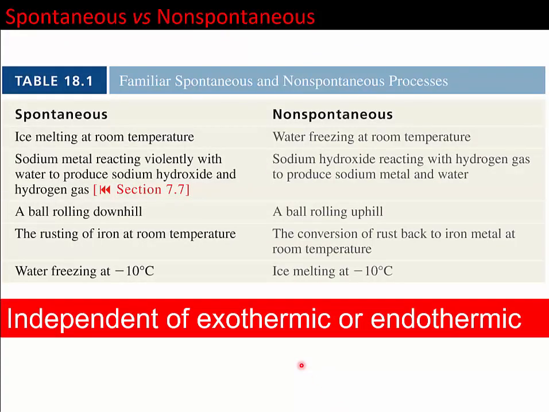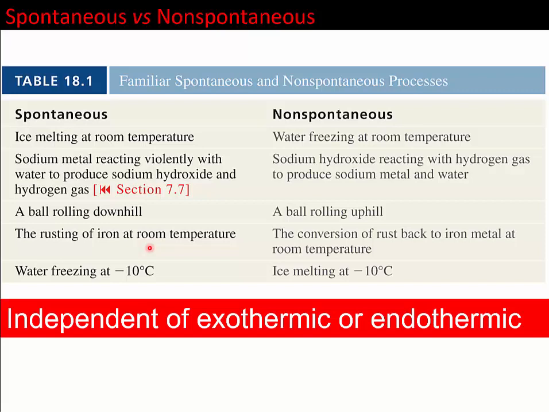So let's look at some spontaneous versus non-spontaneous processes. Ice melting at room temperature is a spontaneous process. The non-spontaneous process would be water freezing at room temperature. A spontaneous process would be sodium metal reacting violently with water to produce sodium hydroxide and hydrogen gas. The non-spontaneous process is sodium hydroxide reacting with hydrogen gas to produce sodium metal and water. The spontaneous process is a ball rolling down a hill. The non-spontaneous process is a ball rolling up the hill.